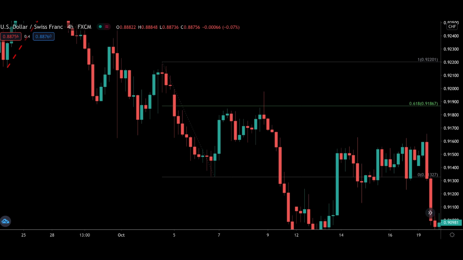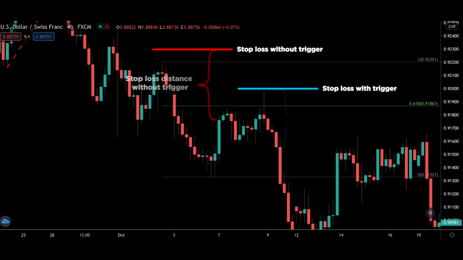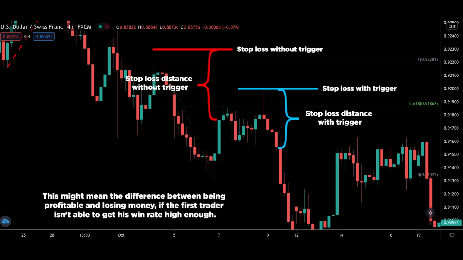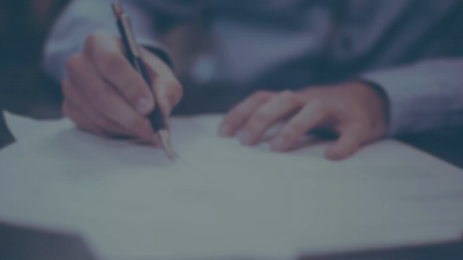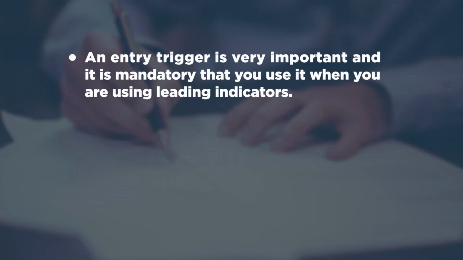Now, as an example, if you have two traders who take the same trade, one takes it blindly at the level and the other waits for a setup. Here's the stark difference in risk to reward. And this might mean the difference between being profitable and losing money, if the first trader isn't able to get his win rate high enough. So hopefully you see that having an entry trigger is very important, and it is mandatory that you use it when you are using leading indicators.